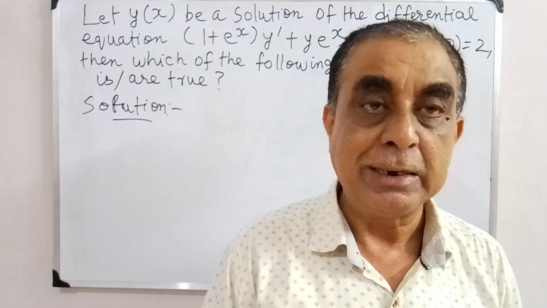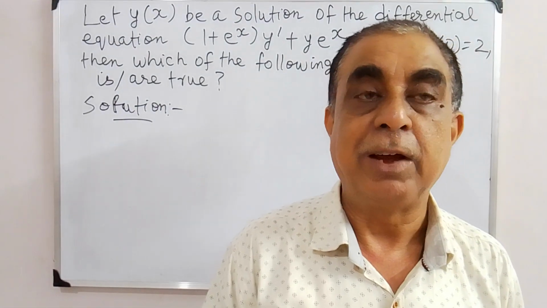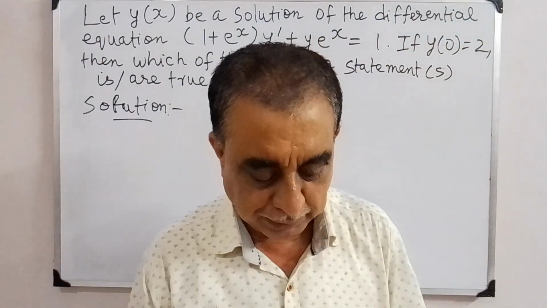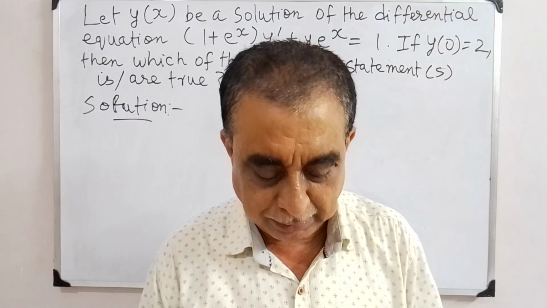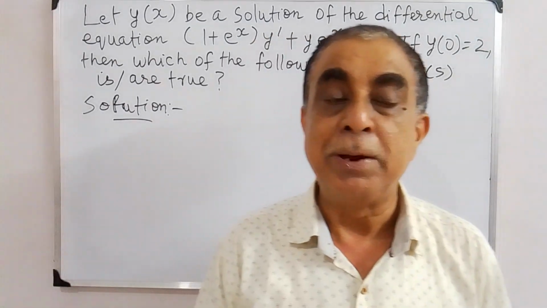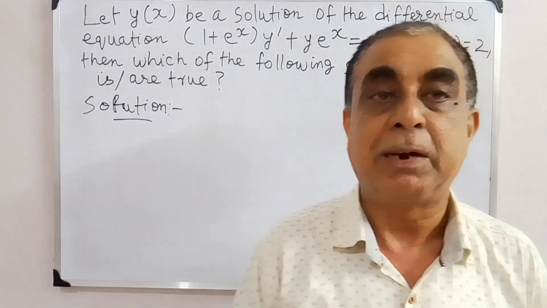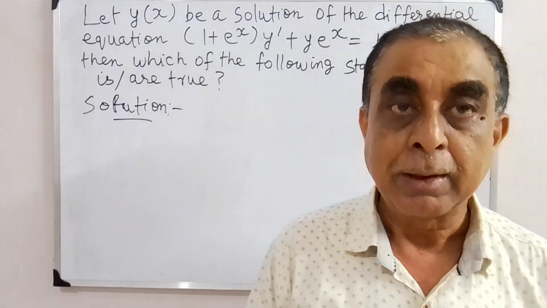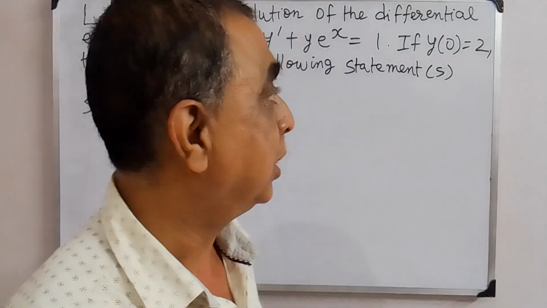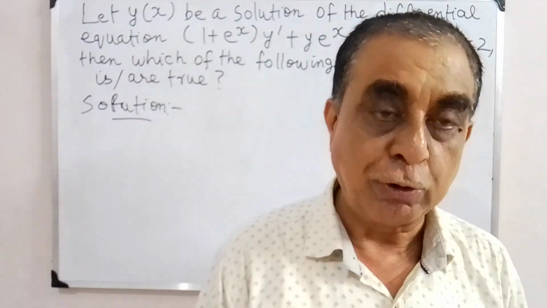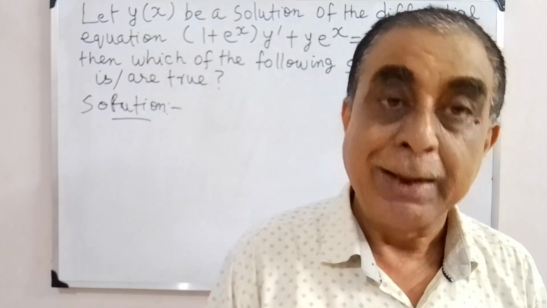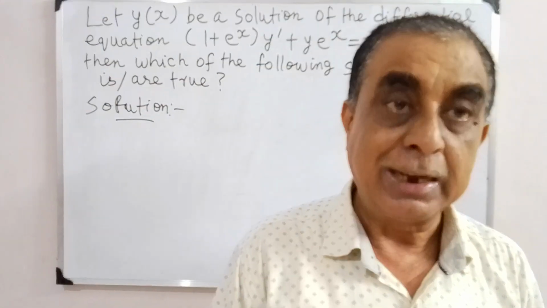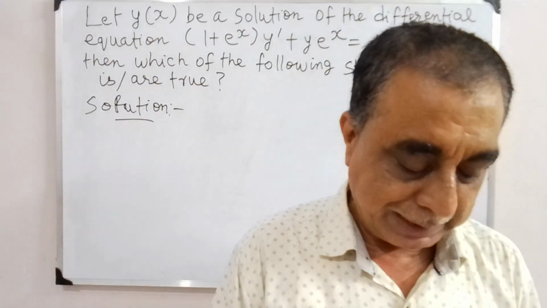B is y(-2) = 0. That means when the value of x is -2, the value of y is 0. C: y(x) has a critical point in the open interval (-1, 0), that means -1 and 0 not included. That means there is some solution of y when the x value lies between -1 and 0.